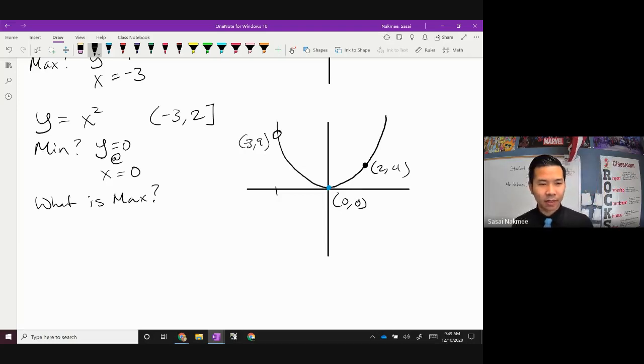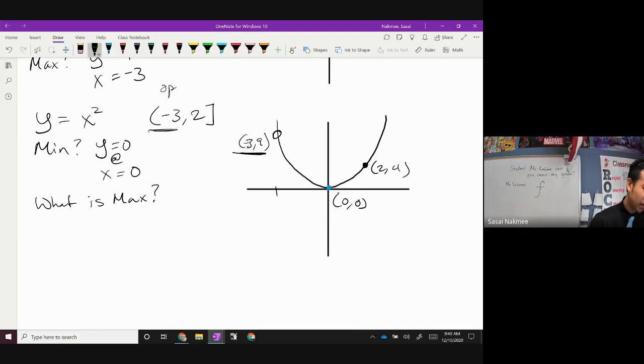What do you guys think? Yes or no? Is this still considered the max? No, it's not, because it's not included, right? That's what this open dot means, by the way, when you have an open interval. It's not included in your domain, meaning we can't actually look at that point because we don't ever reach that point. And as Brian is saying, it's not exactly at 9, and you're right.